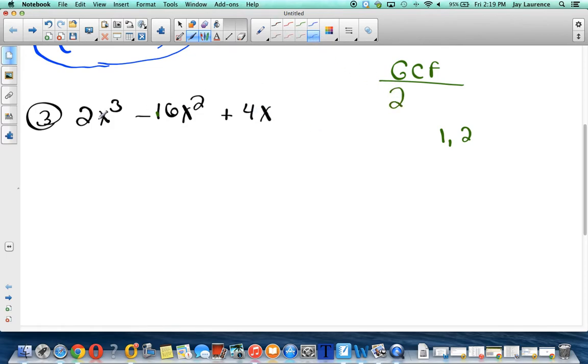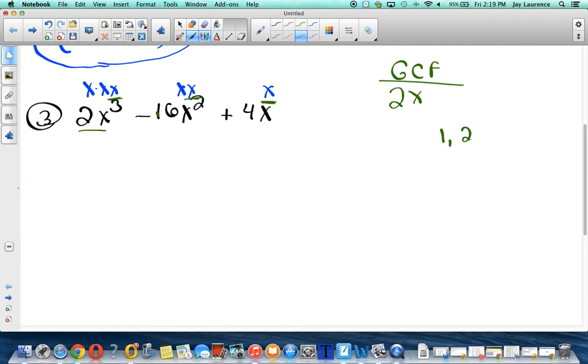Now I'm going to look at the variables. What's the greatest number of x's that are being multiplied together in all three terms? Well, this is x times x times x. This is x times x, and this is just an x. So the greatest number that they all have being multiplied is 1, a plain old x. So my GCF is 2x.